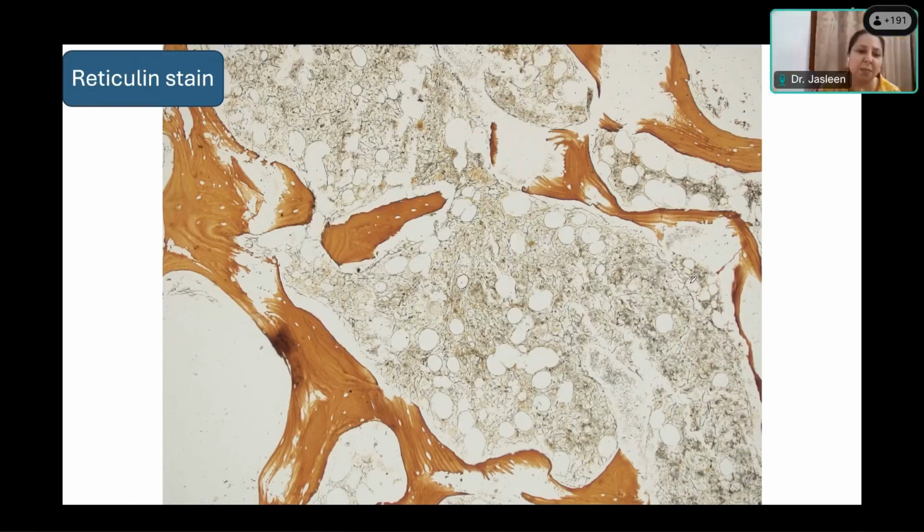Sir, it might be PMF. Okay, that's a good answer. So, do you think it's a myeloproliferative neoplasm, MPN? Yes. Why do you say so?